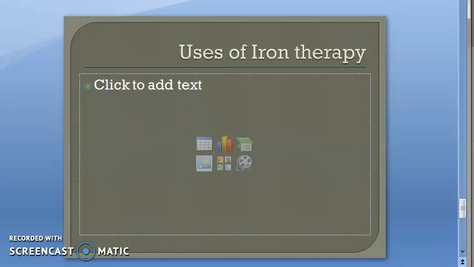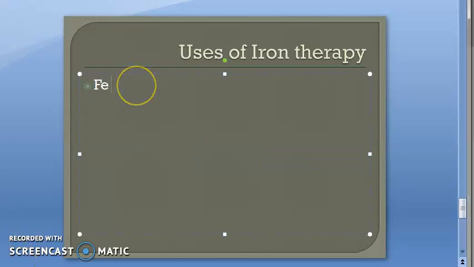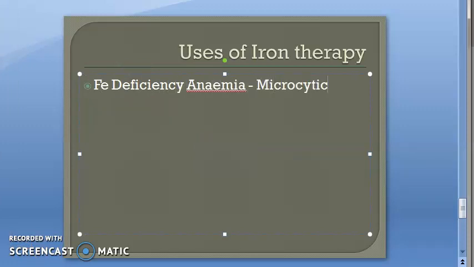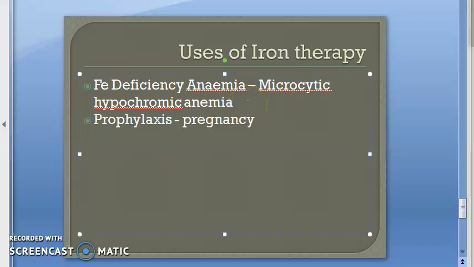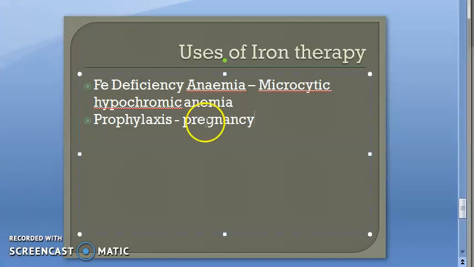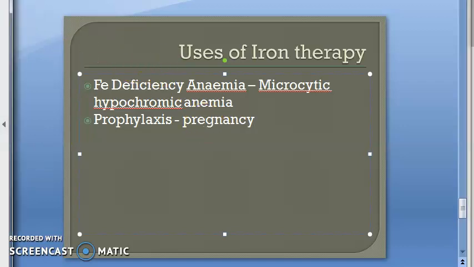Okay, so now let us move on to the uses of iron therapy. Why will you give iron therapy? You can give it as a treatment for anemia. You can also give it as prophylaxis in pregnancy, etc. So to treat iron deficiency anemia, this will be microcytic hypochromic anemia, right? So you can also give it as prophylaxis, like in pregnancy, infancy, so that iron deficiency does not crop up later. Okay. So these are the main two headings that you should write.